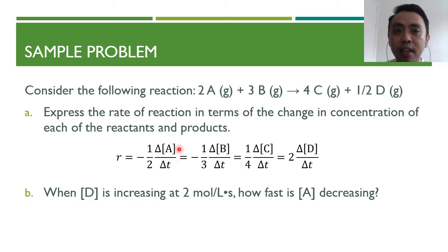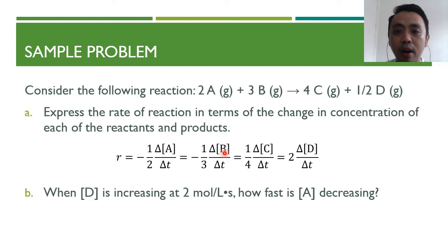Now we can write the same thing for our reactant B. Notice that in the balanced chemical equation, the coefficient of B is 3. Therefore, in this equation here, in letter A, we then get negative 1/3. Again, the negative sign indicates that we are dealing with a reactant, and delta B over delta t represents the rate of disappearance of the reactant B.